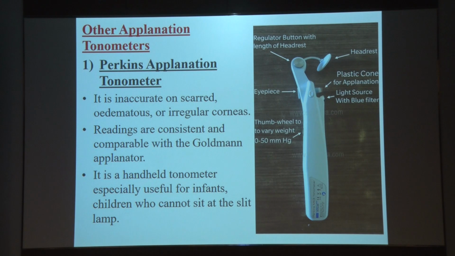Others are like the Perkins applanation tonometer. It is inaccurate on scarred, edematous, or irregular corneas. Readings are consistent and comparable with the Goldmann applanation. It is a handheld tonometer, especially useful for infants and children who cannot sit at the slit lamp.